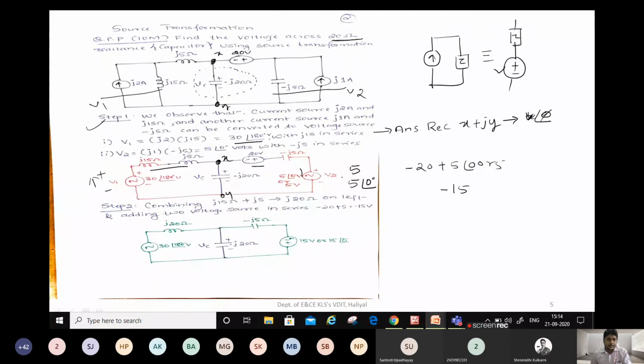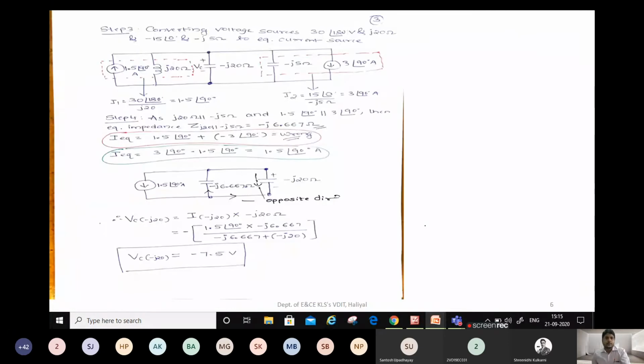X is at negative polarity, so you can put X and Y here also. So you can see this is minus and this is plus. Okay, so you will be getting this now. So next what you have to do? Next step is, again we observe that this voltage source is in series with this. This is in series with this, and this voltage source is also in series with this. You can convert these into equivalent current source. Okay, so this I have done here.